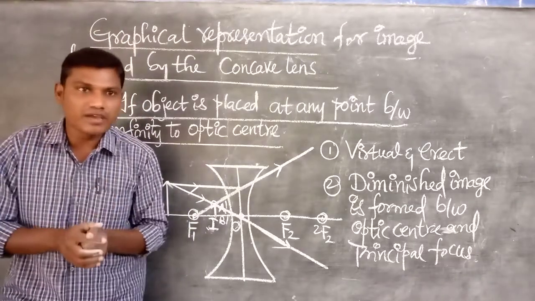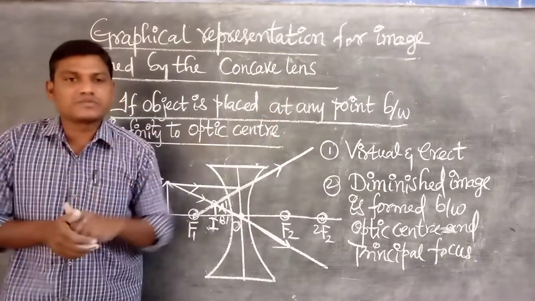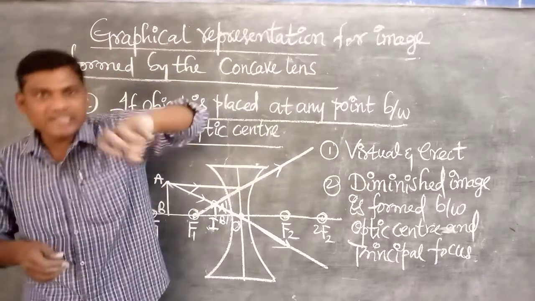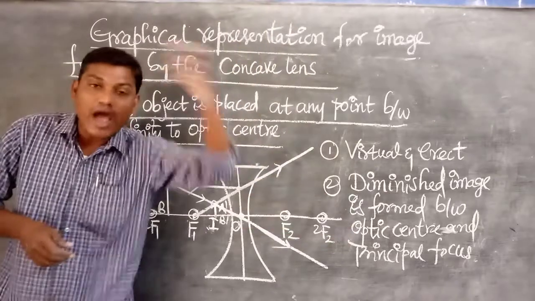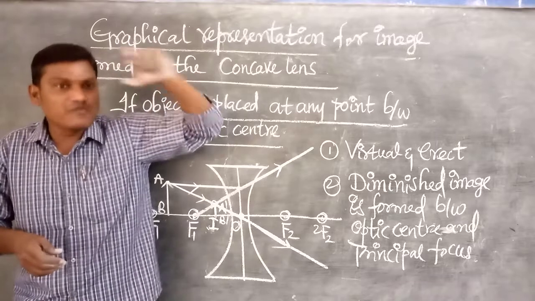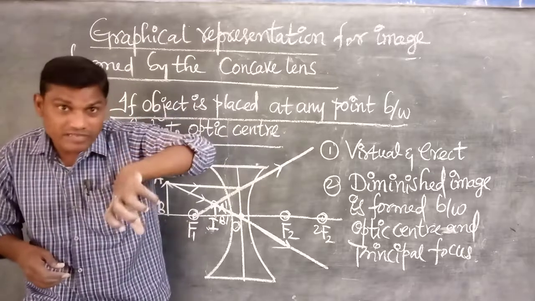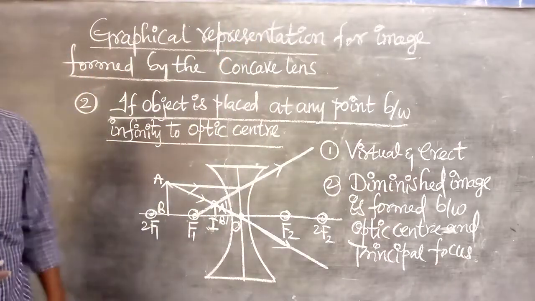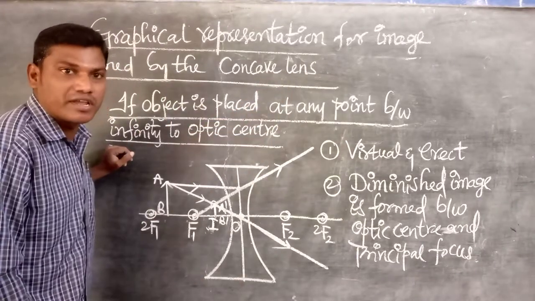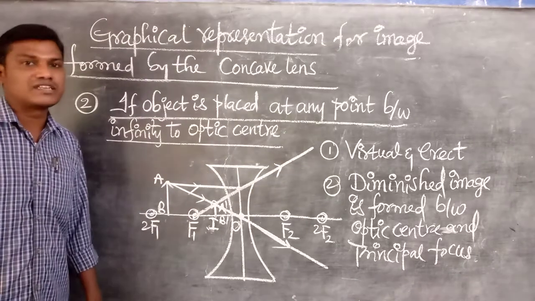But in the case of convex lenses, we observe different types: one time a diminished image, one time a highly diminished image, one time the object size and image size both the same, and at other times a magnified image. But in the case of a concave lens, it always forms a diminished image only. So these are the differences between convex and concave lenses.